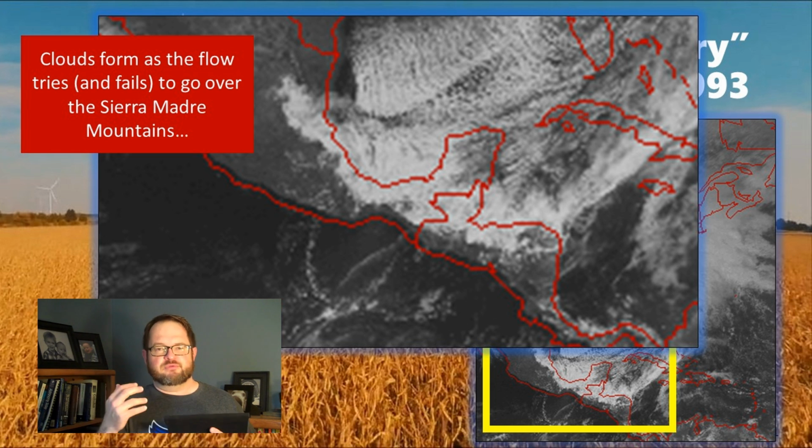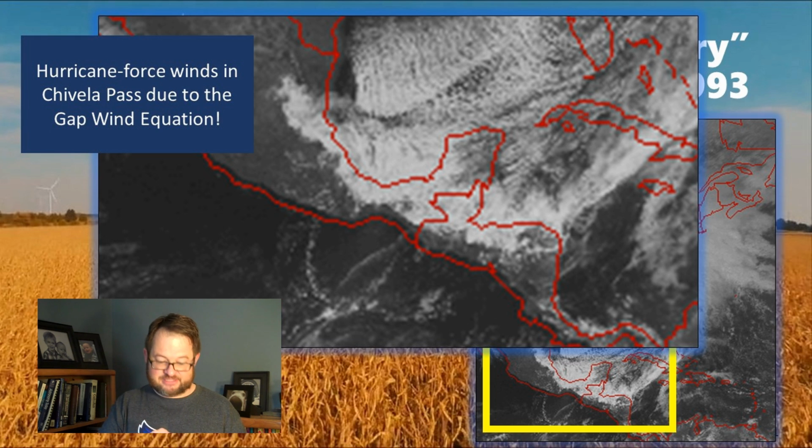We have relatively stable situation. The flow is not going to be able to make it over the mountains. It's going to find a gap. And it finds, in fact, Chivela Pass. And air comes rushing through Chivela Pass. I don't remember what the exact wind speeds measured in Chivela Pass at that time were, but it's like 60, 70 miles an hour. Okay? Air was just racing through Chivela Pass.